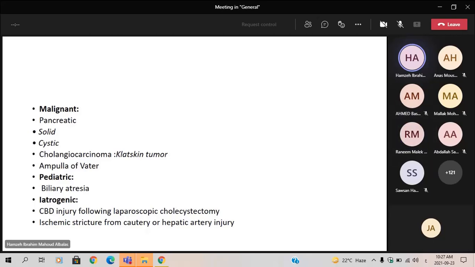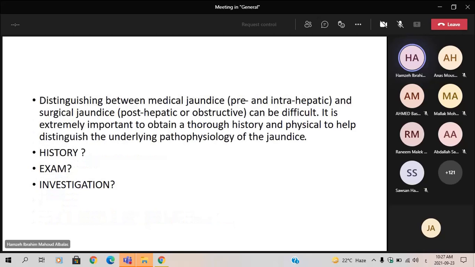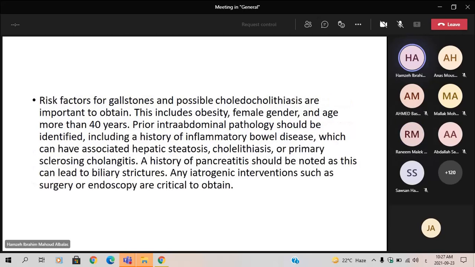Following laparoscopic cholecystectomy, there may also be an ischemic stricture from cautery or hepatic artery injury. So we distinguish the cause of jaundice, pre-, intra-, or post-hepatic, by taking a full history, a good exam, and investigation. Risk factors for gallstones and possible cholelithiasis are important to obtain. This includes obesity, female gender, and age more than 40.